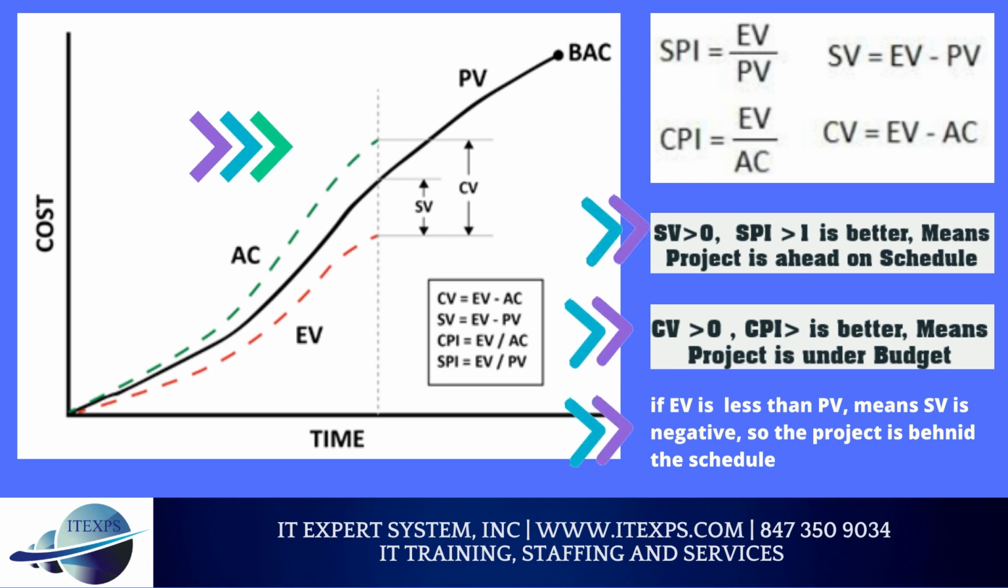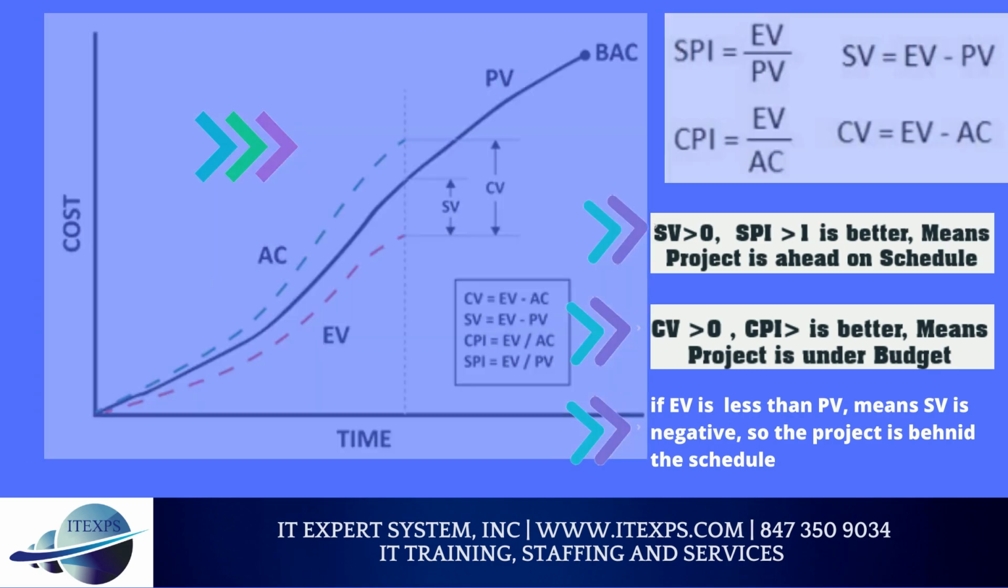The same way, you can calculate SPI, schedule performance index. Formula: SPI equals EV divided by PV. If SPI is greater than 1, then project is ahead in the schedule, means project will finish earlier than plan end date.